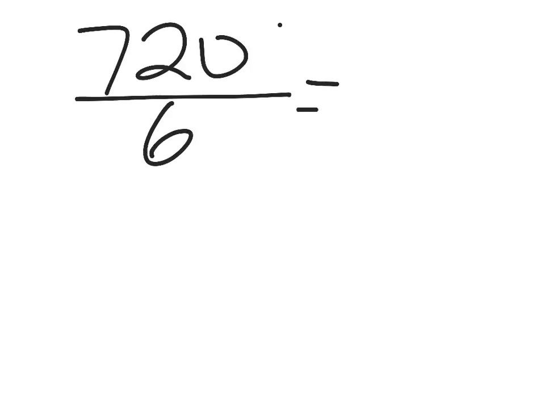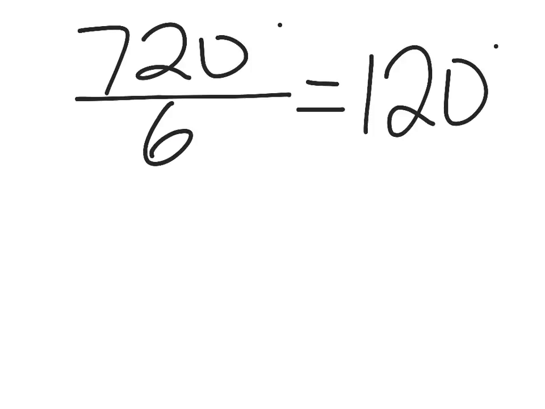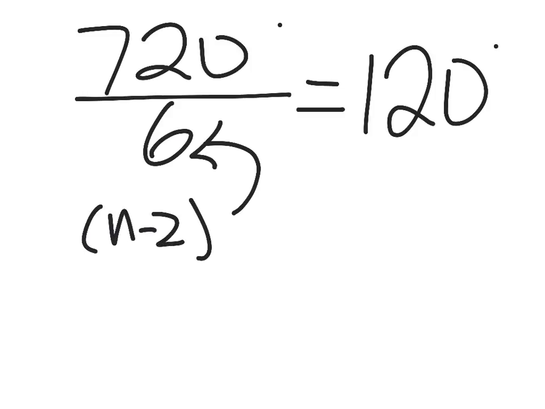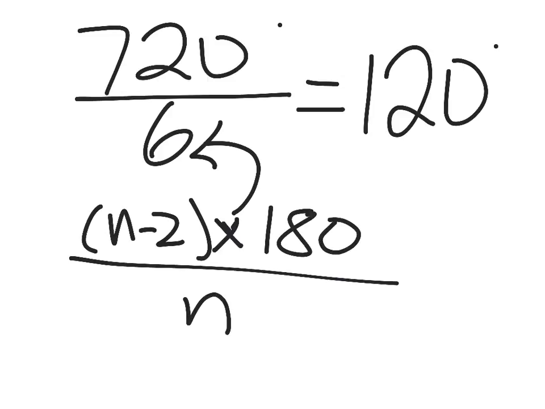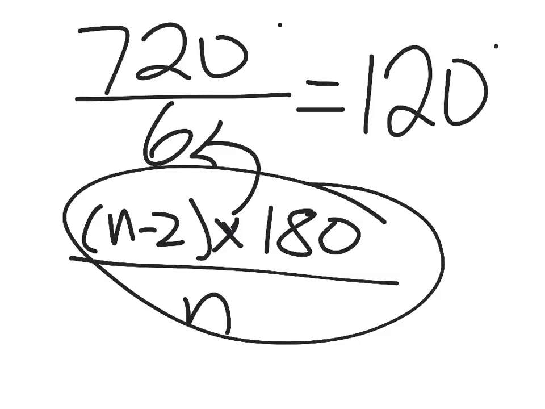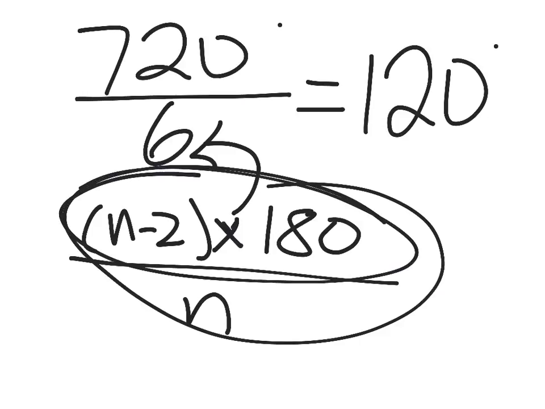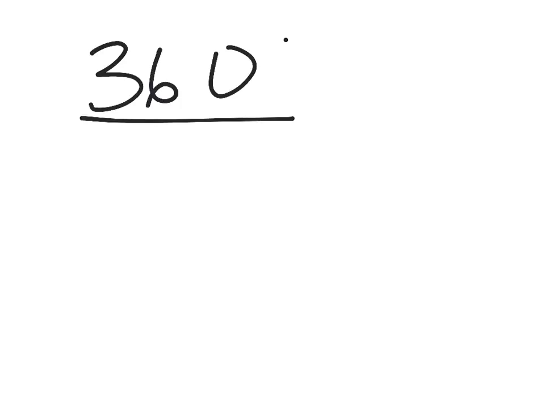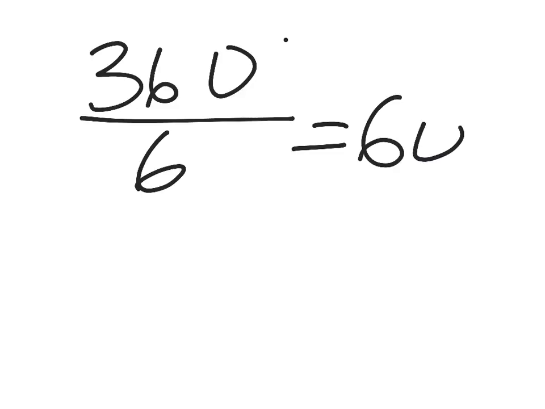And 720 degrees divided by 6 is 120 degrees. Now this essentially is n minus 2 times 180 divided by n, where n is 6. So this whole thing is the century theorem, and this part as well. And the second part of the century theorem is the exterior angles. So the exterior angles of the hexagon would be 360 divided by 6, which would be 60 degrees.